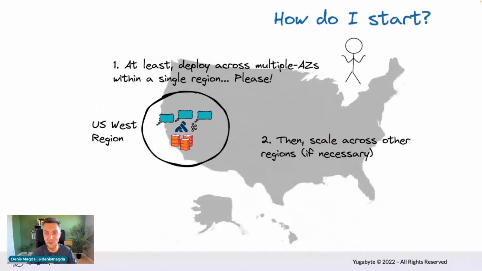Because today I was showing you the multi-region configuration. Then on the slides, you've seen how database and application instances were deployed across several continents. But how do you start? At least the best way to start, if you don't need to deploy your application across multiple regions right away, is to deploy it within several availability zones within a single region.